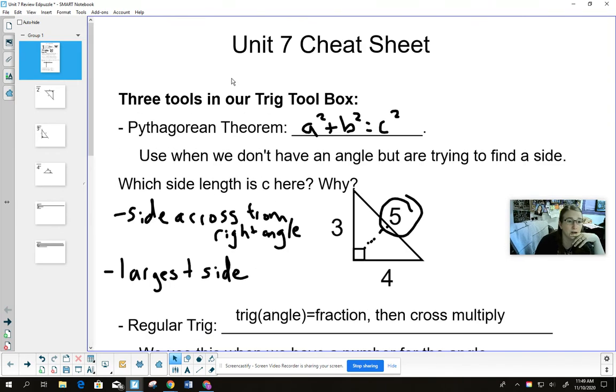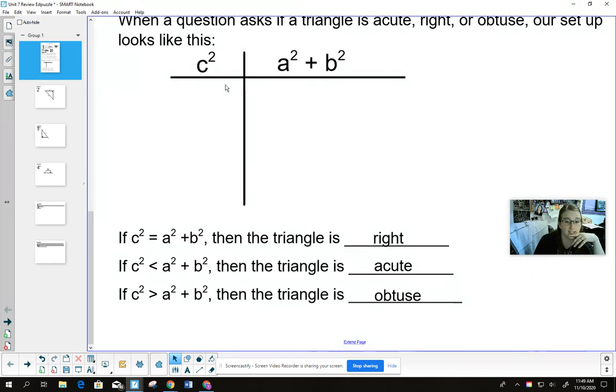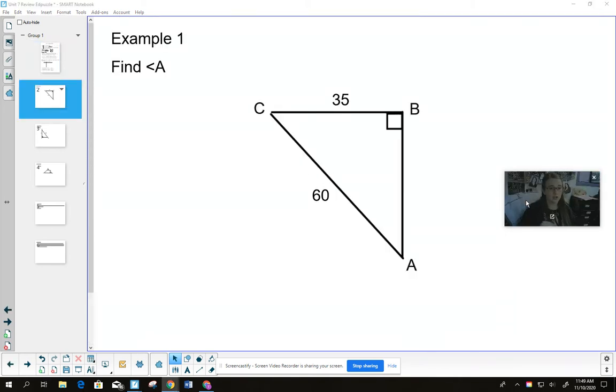So you want to have all this copied down. This is your cheat sheet for the test. I'm going to do one example problem of each type. You're just going to try it. I'm going to work through it, and then we'll go from here. So I want you guys to go ahead and try this question. You're trying to find angle A. Look at your cheat sheet for what tool you're going to use and do the whole problem.